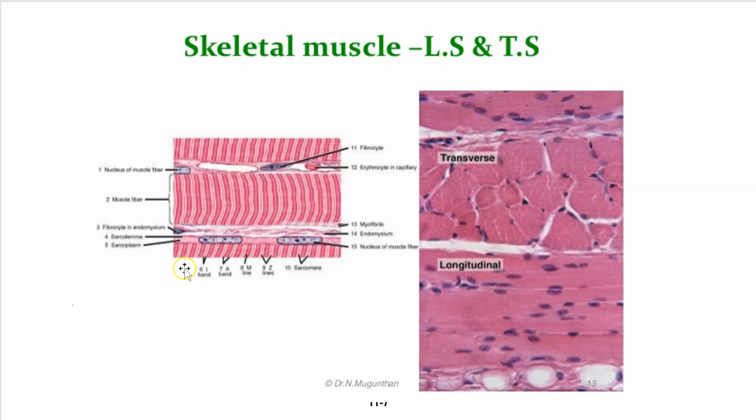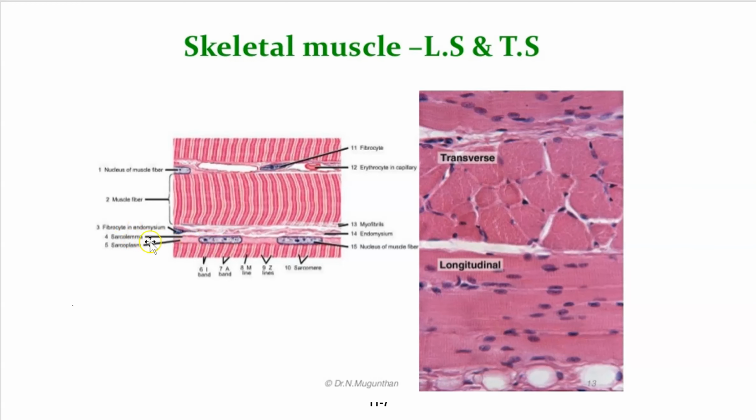So if you take a closer look at the longitudinal section of the skeletal muscle, you see the nucleus. So this is the nucleus of the muscle fiber. You see a whole bunch of nuclei scattered all around. But keep in mind, the nucleus of the skeletal muscle is located along the periphery, and they are multinucleated. So this is a muscle fiber. So here you see about 1, 2, and 3 muscle fibers in the longitudinal section.